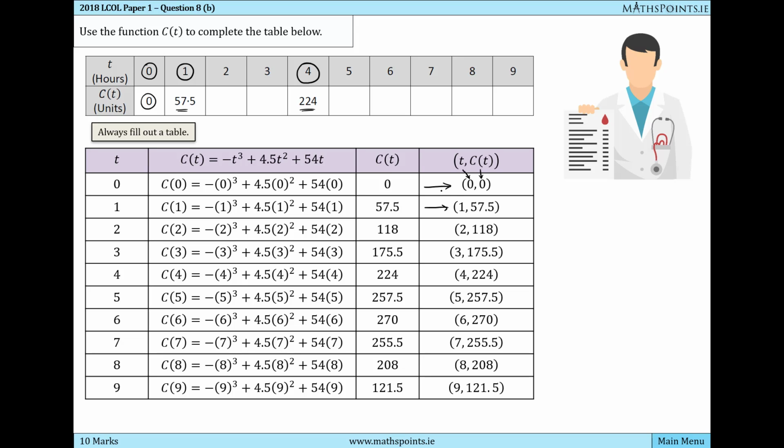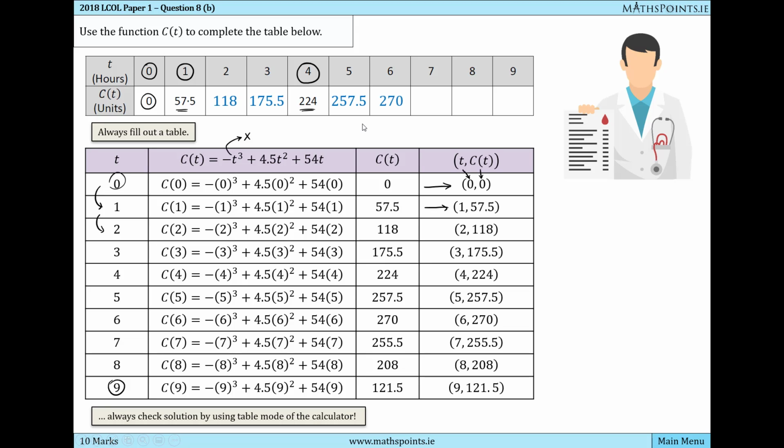It's a good idea to check all of these points on your calculator. So there is a table mode on most calculators where you can enter the function. You won't have a t on your calculator, but you can enter x's. And you want to start at 0, you want to end at 9, and your step is going to be 1. So people who have used the table mode in the calculator will know what that refers to. Just fill in the table then, by placing all of the output values here, so 2 is 118, 3 is 175.5, 5 is 257.5, 6 is 270, 7 is 255.5, 8 is 208, and 9 is 121.5.